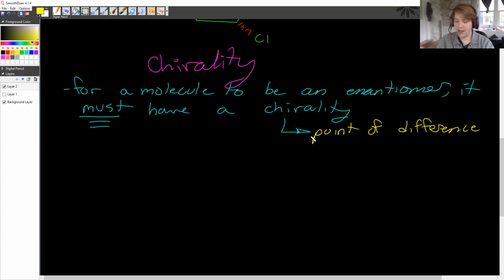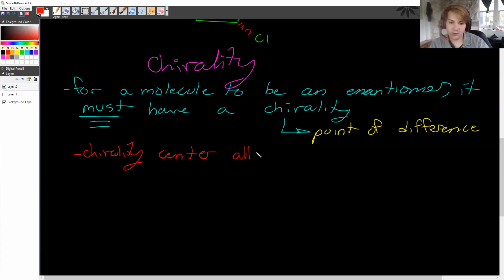So my hands, my thumbs are the point of difference. You could talk about thousands of different things. I could take two pencils and I could say, oh, this one has a different color. That would be a point of difference. So things like that make it so that you cannot superimpose. So a chirality center, by definition, allows a molecule to be non-superimposable.